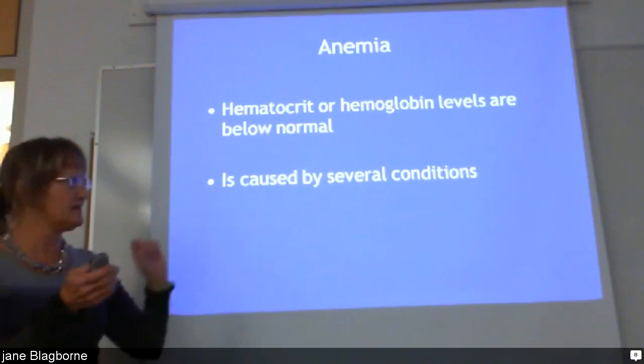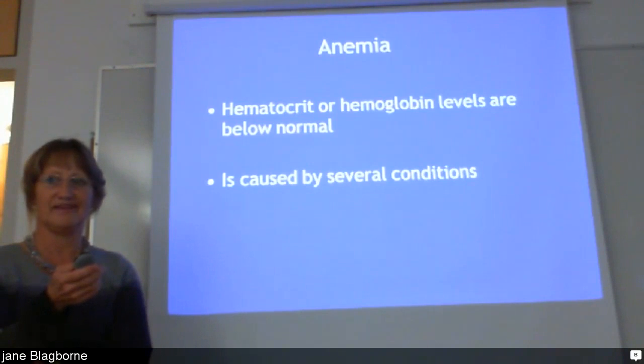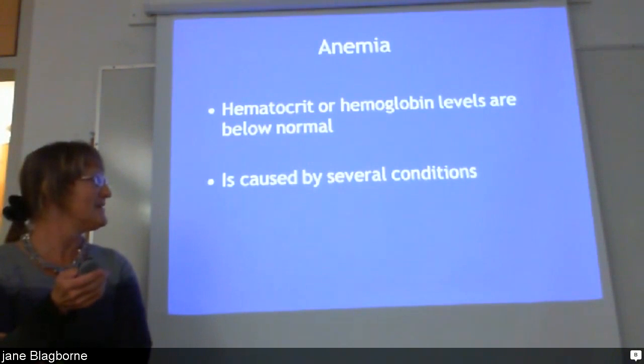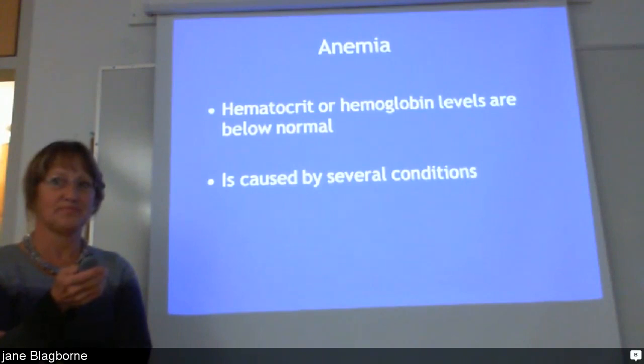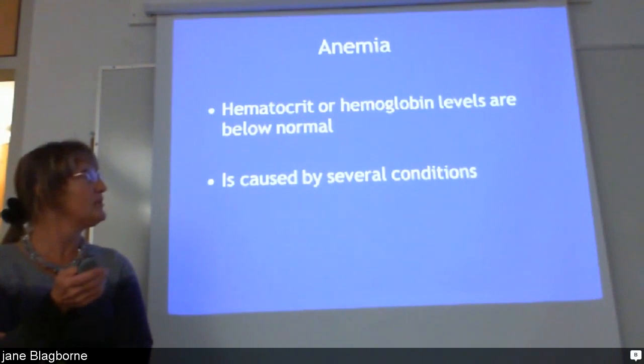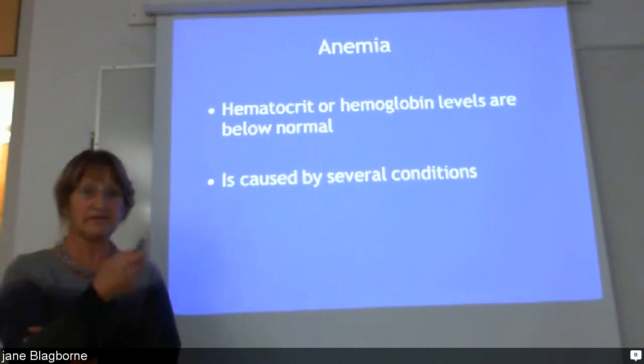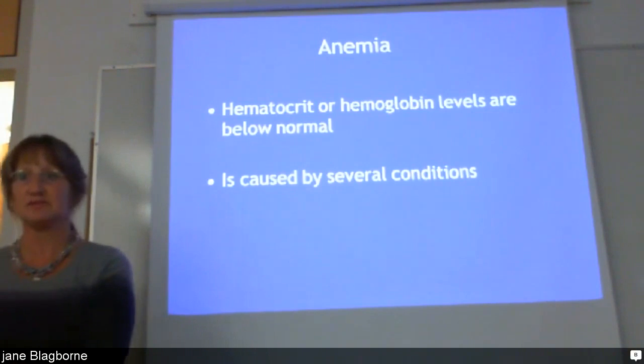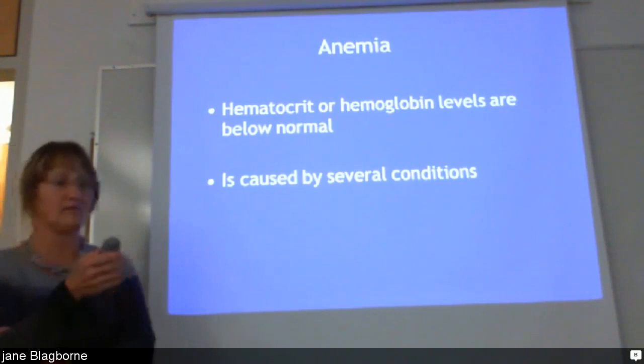I think it's in here a little later. Okay. Probably women are more prone to anemias because of the fact that we do have menstrual cycles each month and have babies.